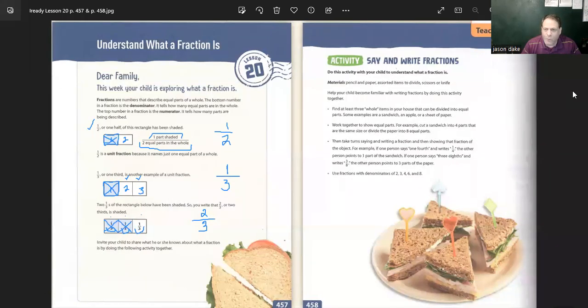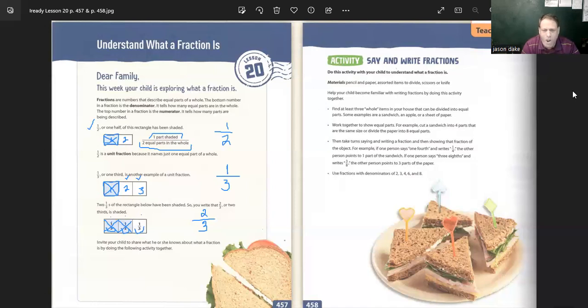Let's look at page 458. All right, activity: say and write fractions. Do this activity with your child to understand what a fraction is. Be sure you have materials like pencil, paper, assorted items to divide, scissors or knives, mainly hopefully scissors. Help your child become familiar with writing fractions by doing this activity together.